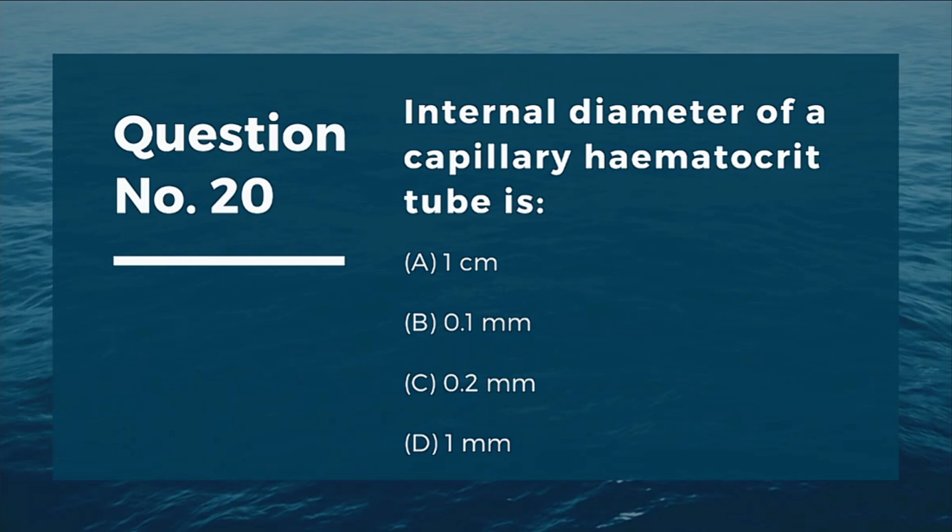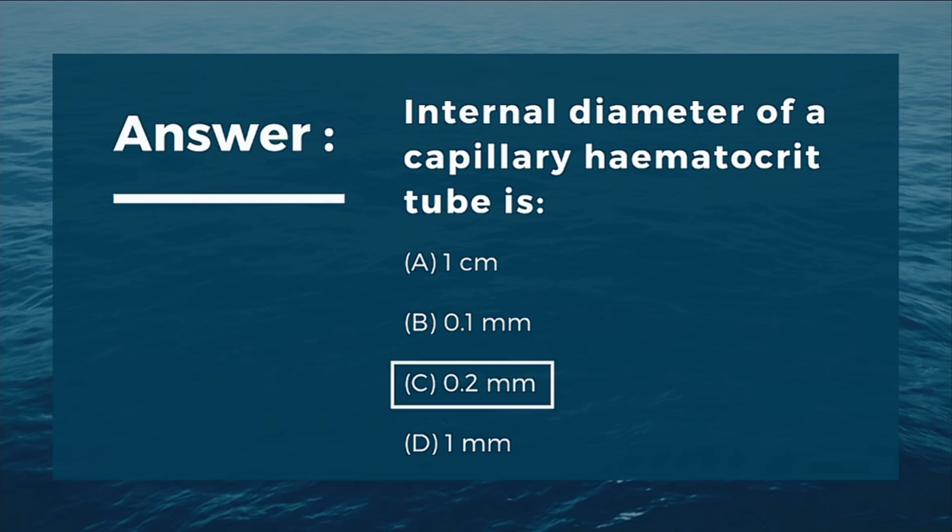Question number 20. Internal diameter of a capillary hematocrit tube is option A 1 cm, option B 0.1 mm, option C 0.2 mm, option D 1 mm. And the answer is option C 0.2 mm.